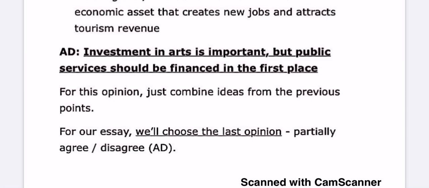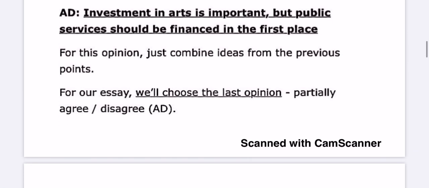Having said that, I am going to write my personal perception, but I am going to use it in a more generic way. I cannot write, having said that I personally believe. That's not my personal belief. That is, in general, what it should be. For this opinion, just combine the ideas with the previous points.